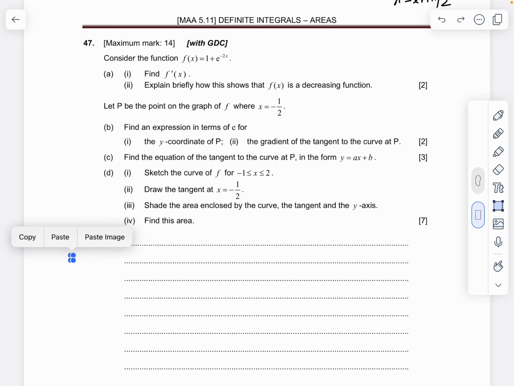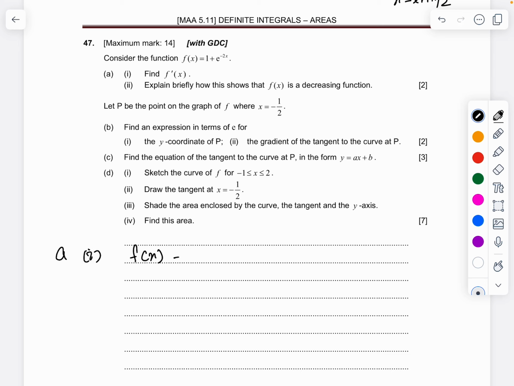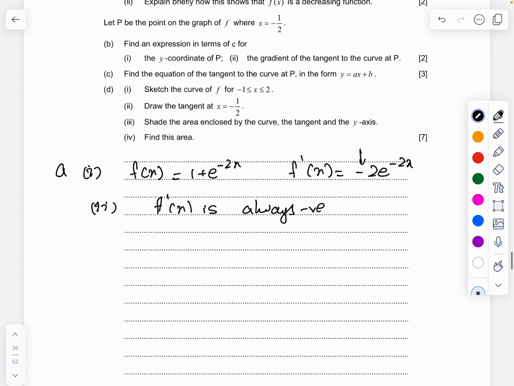Part A, f of x equals 1 plus e power minus 2x. So f prime x will be minus 2 e power minus 2x. Now I explain briefly how this shows that f of x is always a decreasing function, because f prime x is always negative. Because of this negative symbol, it is always negative. Therefore, it's a decreasing function.